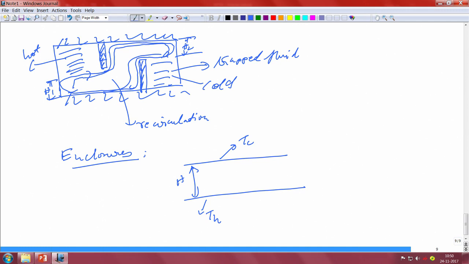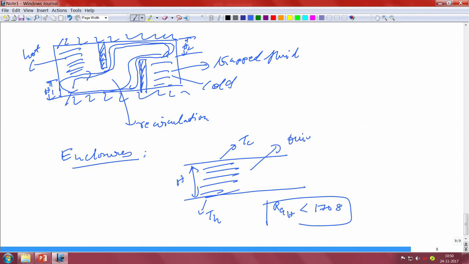So, now what will happen is that, when the enclosure is sufficiently long and sufficiently wide, we are going to define something called a critical Rayleigh number. So, if the Rayleigh number based on height is less than 1708, this is basically stably stratified. Stably stratified, that means it is quiescent, stably stratified.